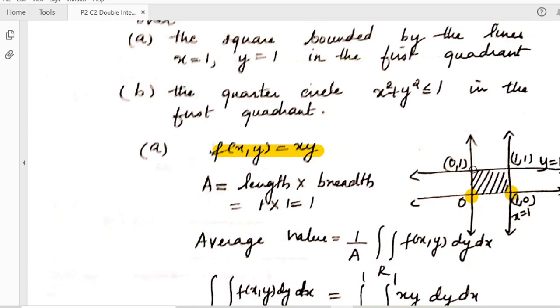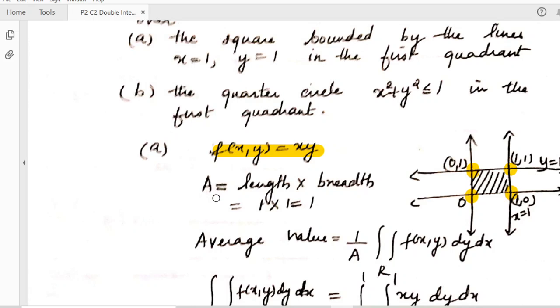Now this point is the one on the y-axis, so this point is 0, 1. Now for this point, we can see that for the x-axis it is 1 and for the y-axis it is 1. So this point is 1, 1. So these are the vertices.